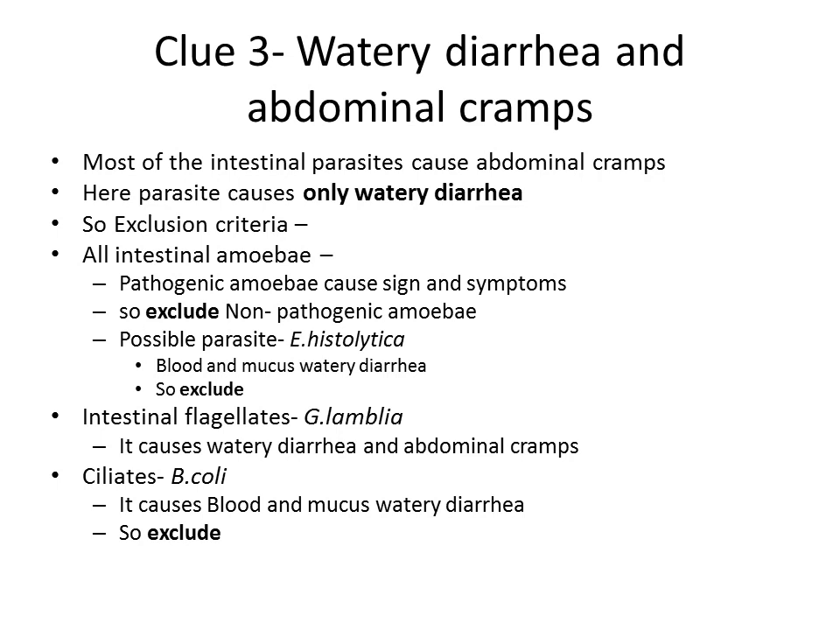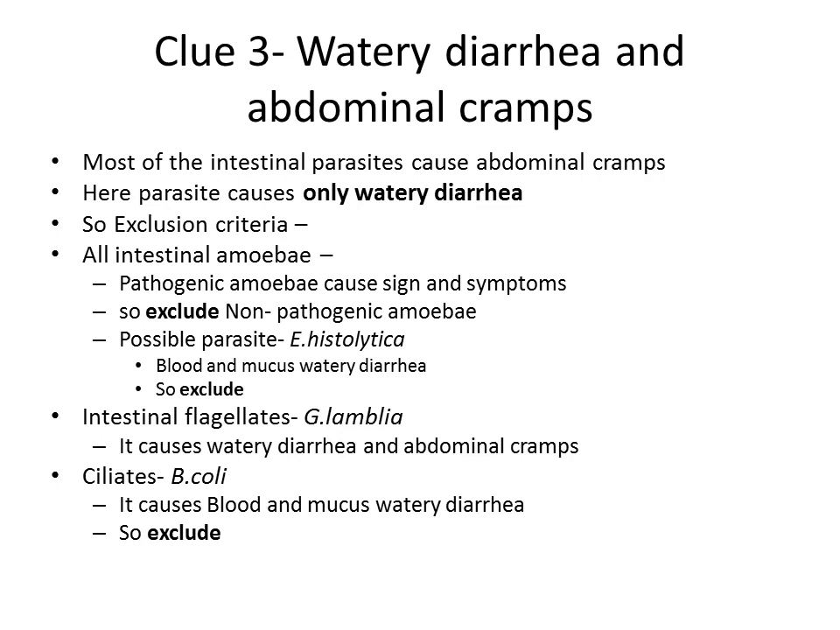So by using this point we can exclude some when we consider the intestinal amoebae. Pathogenic amoebae cause signs and symptoms. So here the other non-pathogenic amoebae we can exclude. So here only one amoeba remains, that is Entamoeba histolytica, but it causes blood and mucus in watery diarrhea. So we can exclude it because this parasite produces watery diarrhea only. There is no blood or mucus.